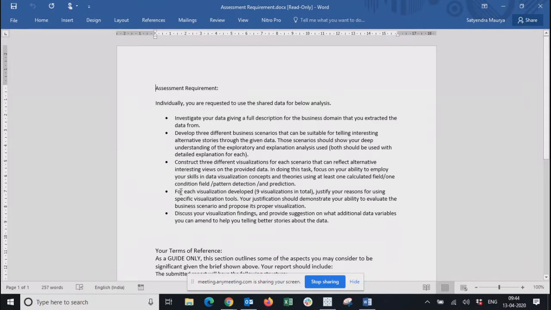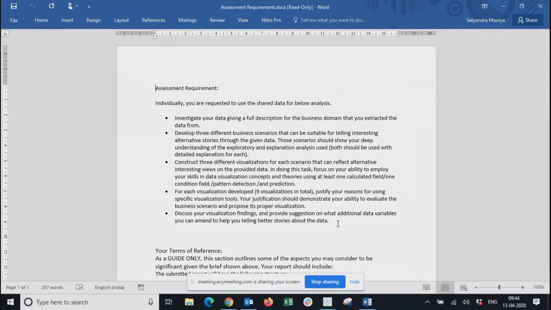Okay. Then the last is discuss your visualization findings and provide suggestions on what additional data variables you can add to help you tell better stories. So basically the 3 scenarios you identified, you created charts looking at those observations, right? There would be something good happening in that data, something bad must be happening in the data, right? So how to give the positive side of it, what changes you make in the data so that it will show a good trend.